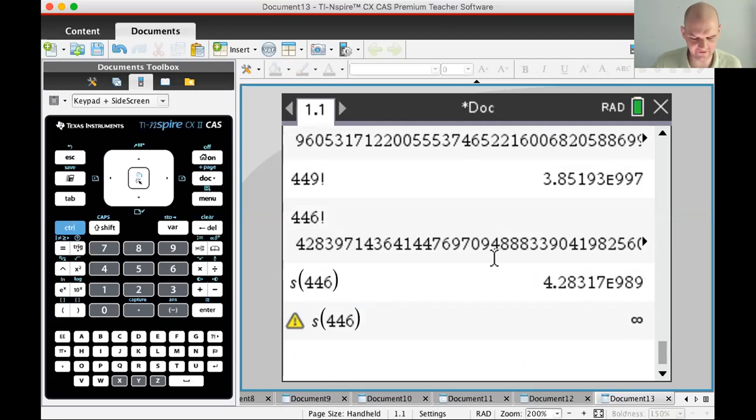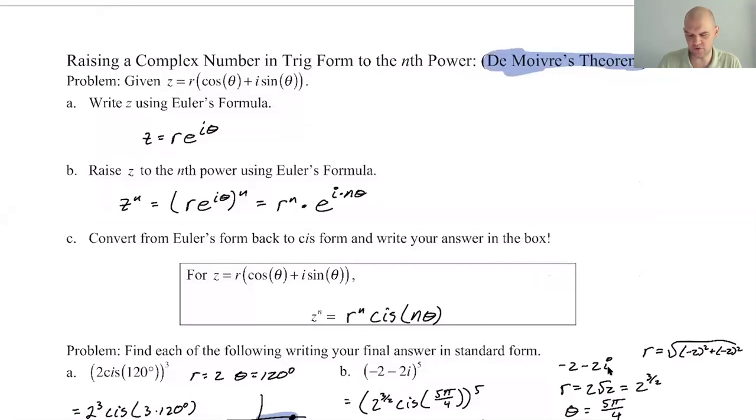Nothing to do with Moivre, except he was friends with Stirling. So that's a thing. But anyway, I'm encouraging you as you're learning math, when you see a name or a formula that has a name or a theorem, look it up. Wikipedia has a ton of information on these things. The general internet has a lot of stuff.